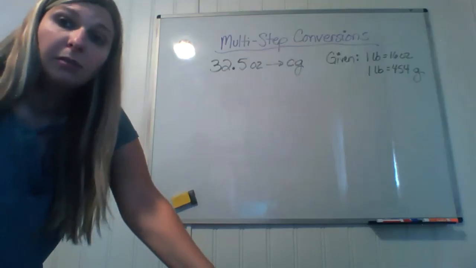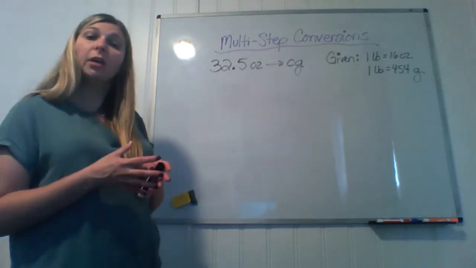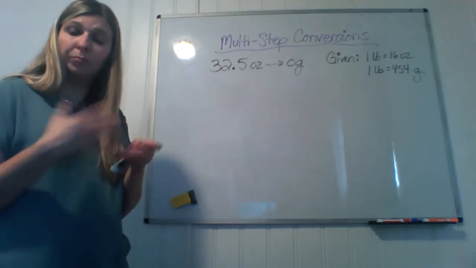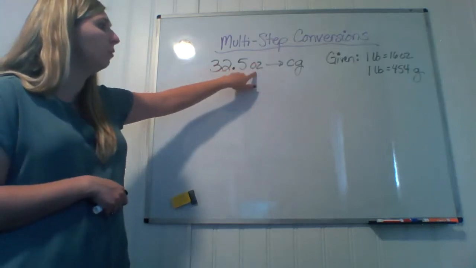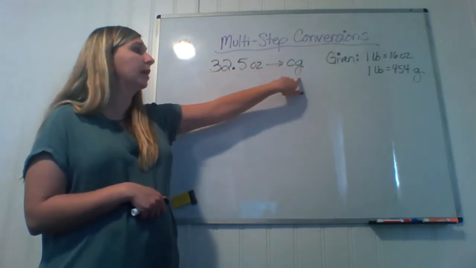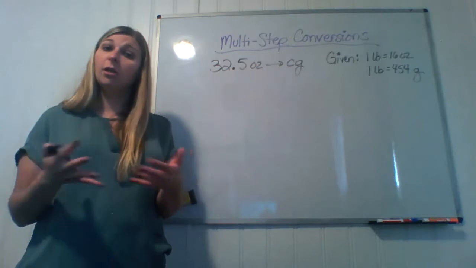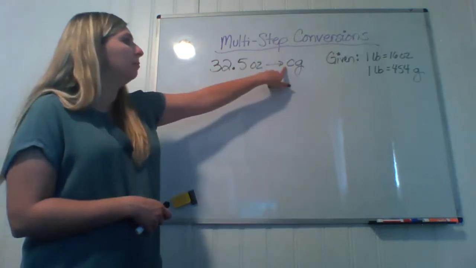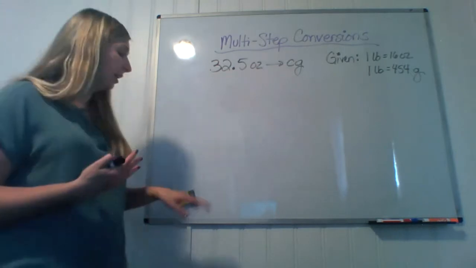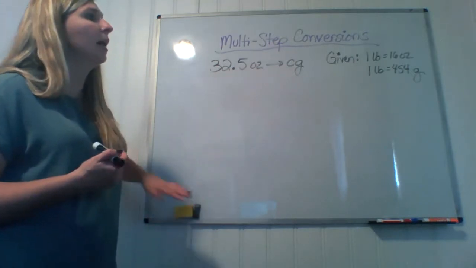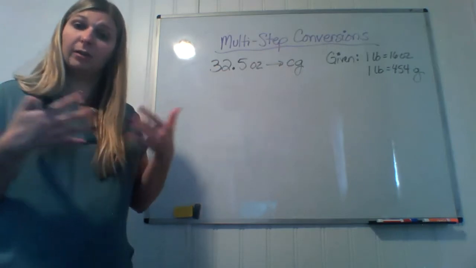In this multi-step conversion, you are given information which will help us to connect certain units together. Now, in this case, this problem is looking at 32.5 ounces converting into centigrams. So ounces is a unit within the English system. Grams or centigrams is units within the metric system. So we need to be sure that we can recognize how we will relate these units together.